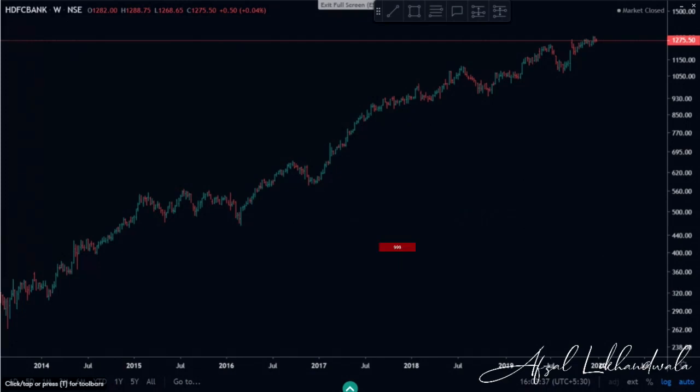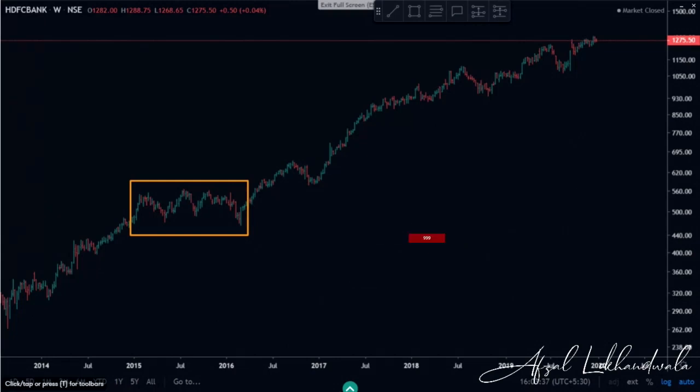In this chart we see one area where the price was in a little sideways movement. Let me draw a rectangle. At this point of time, the price was in a sideways movement. We can clearly see that there are no higher highs, higher lows, but in fact we are seeing equal highs and equal lows. After coming out of the sideways movement, the price resumed its uptrend.